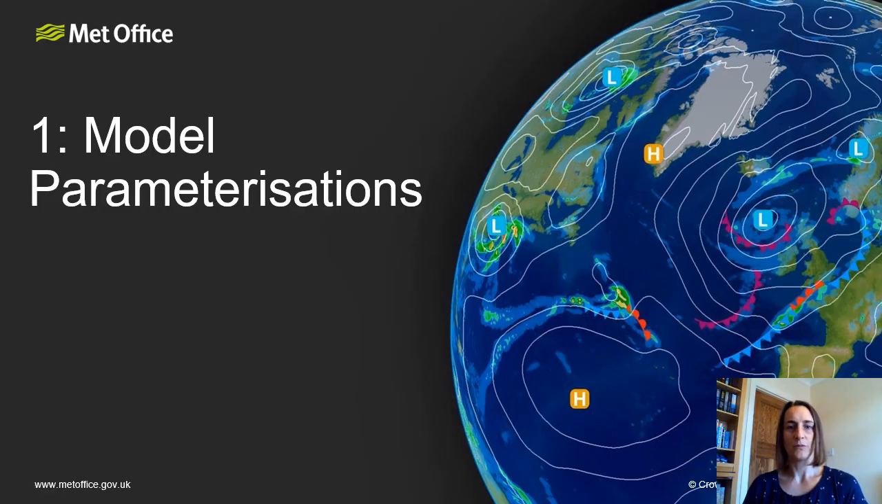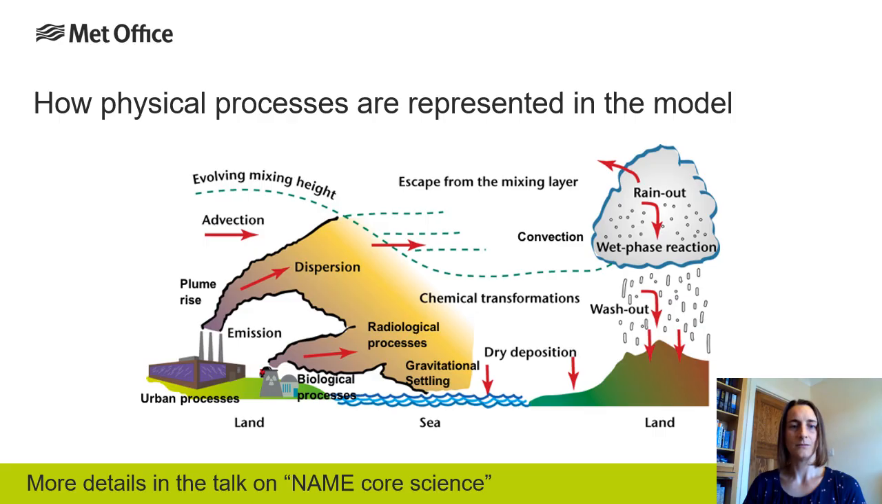So first off, the model itself and model parameterizations. And what do I mean by parameterizations? Well, these are really how physical processes in the atmosphere are represented in the model. So some of the meteorology and the weather is coming through from the metadata, but there's a lot of processes that aren't captured in that and that the model needs to be implementing itself.